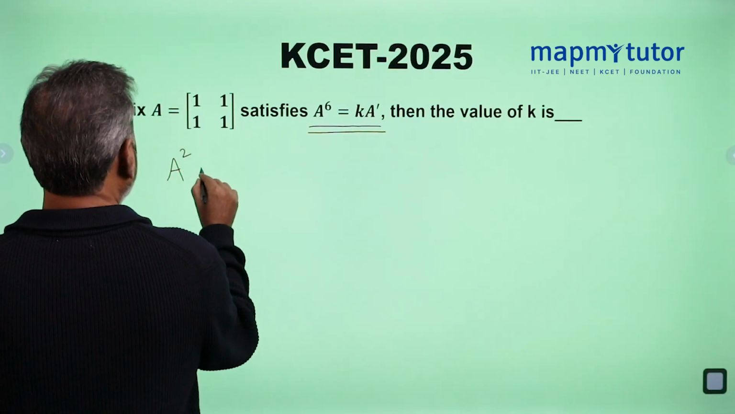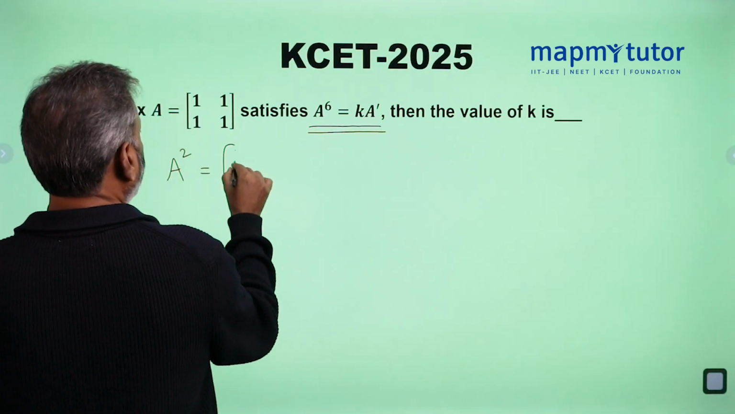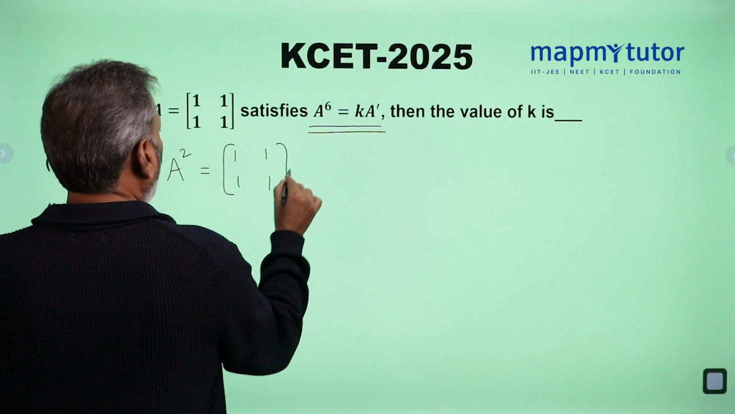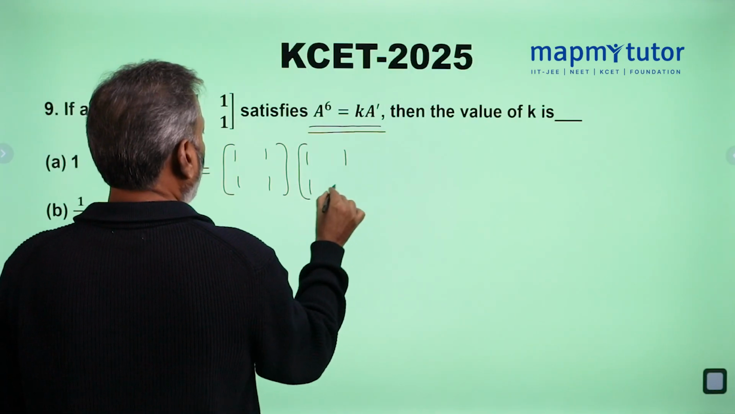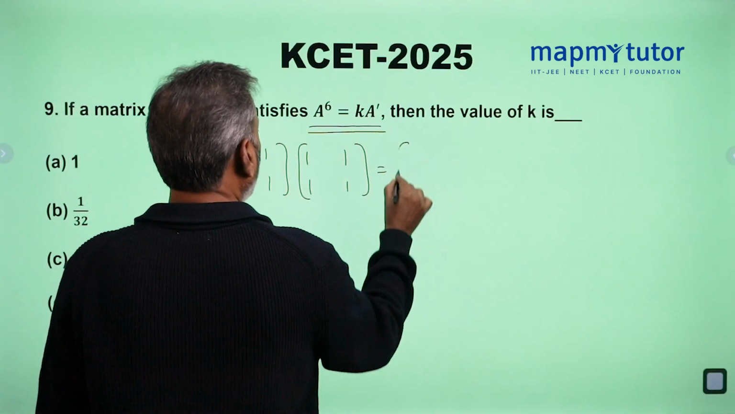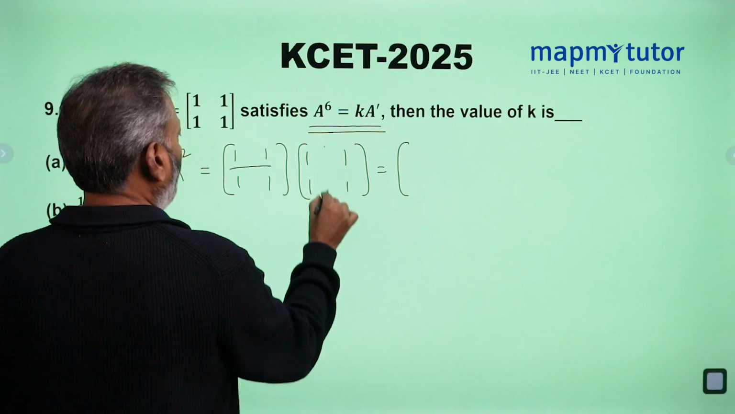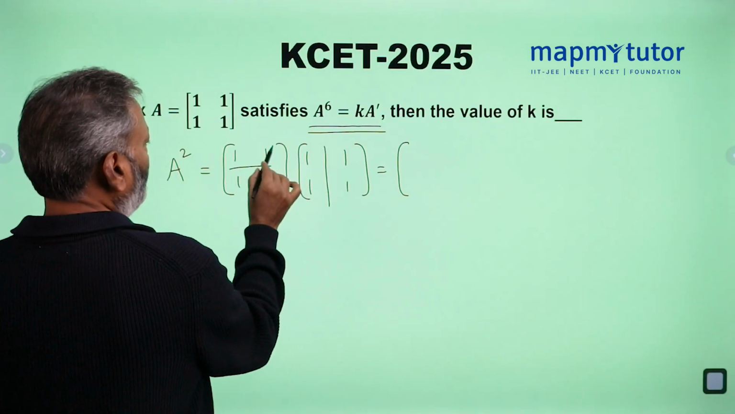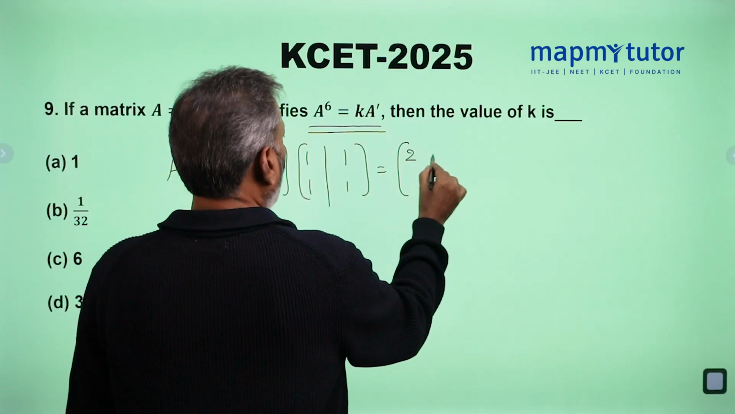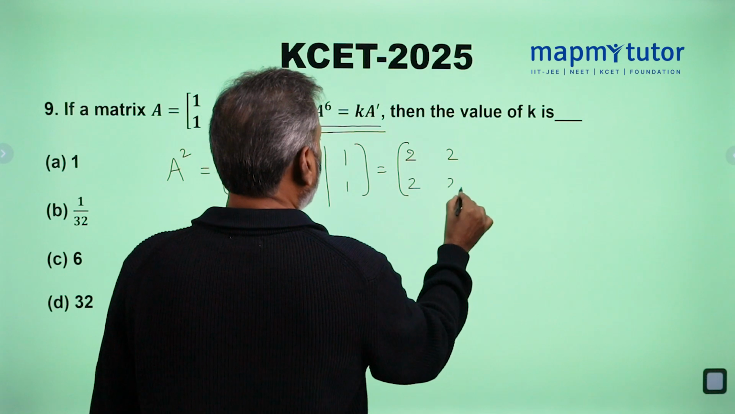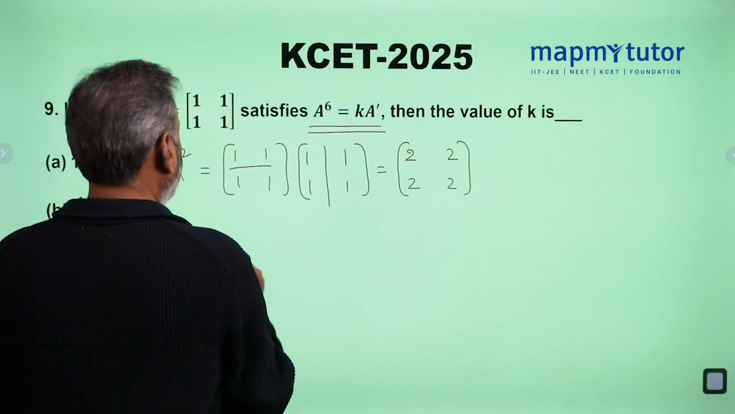Let me check with A square first, that is A into A. Therefore, it is 1, 1, 1, 1 times 1, 1, 1, 1. We know matrix multiplication is carried out by the row-column method. 1 into 1 plus 1 into 1 is 2, and all the other elements will be the same because the same numbers are there.